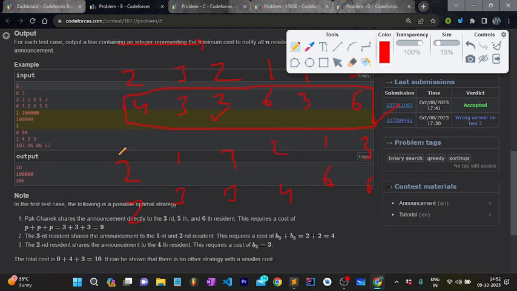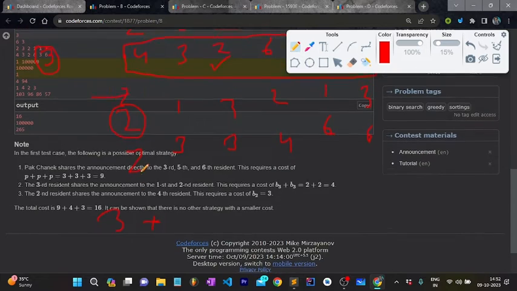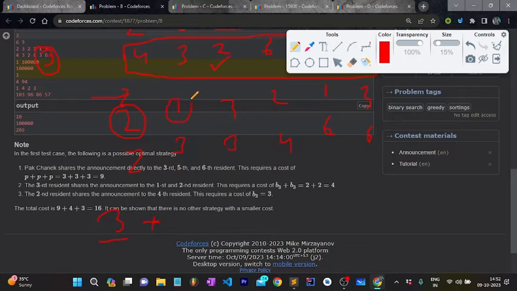And now what we will do, we will start iterating from the left hand side, and we will start sharing the announcement to each person based on the optimal cost from which we can take. For the first person, how many choices do we have? We don't have any choice except the Park, taking an announcement from Park, which will cost us 3. So we have taken the announcement from Park for the first person, and it has cost us 3 units.